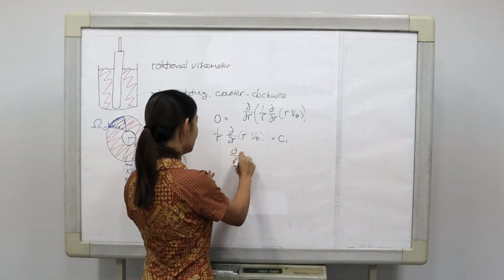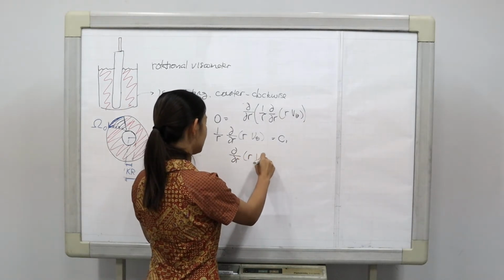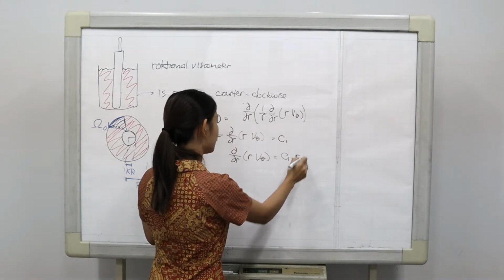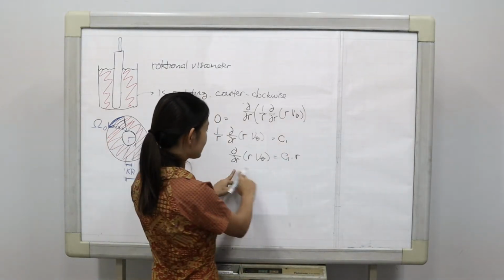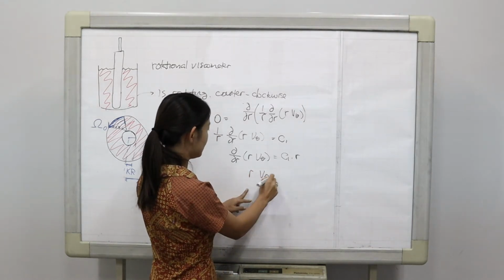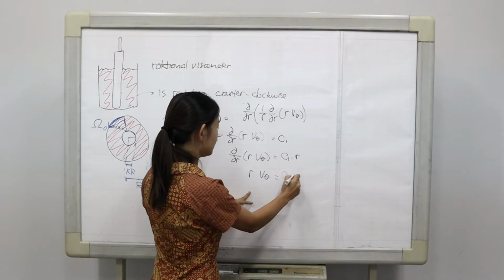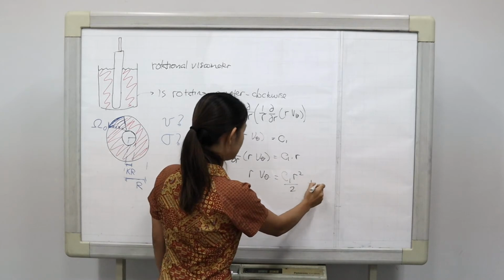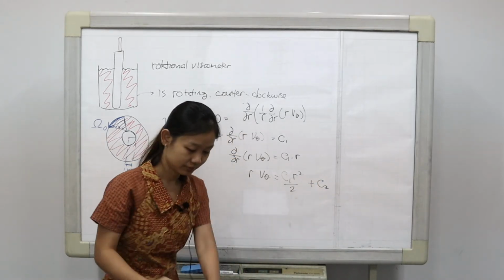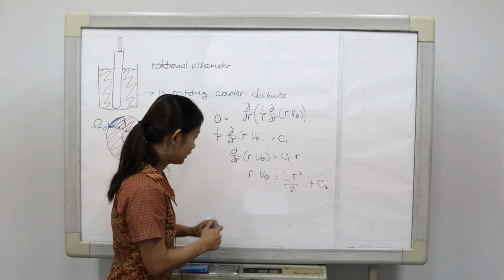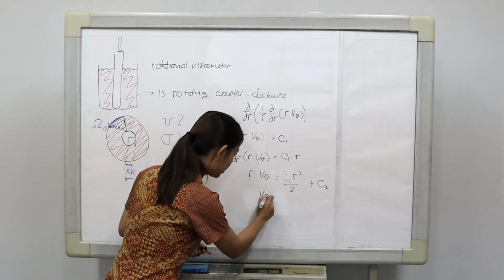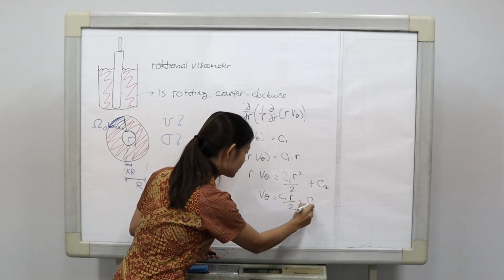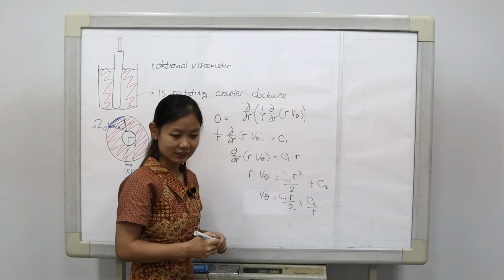Next we have ∂/∂r (r φθ) equal to C1 times r. And then the next integration gives r φθ equal to C1 r squared over 2 plus C2. So our φθ equation is C1 r over 2 plus C2 over r.